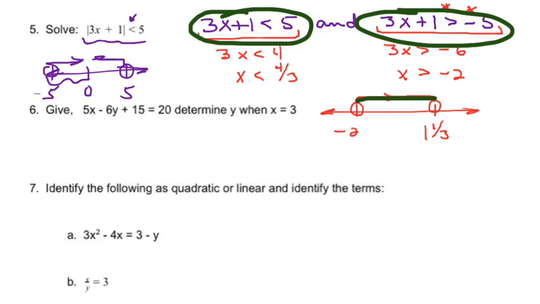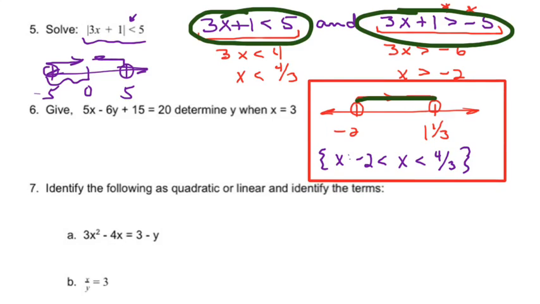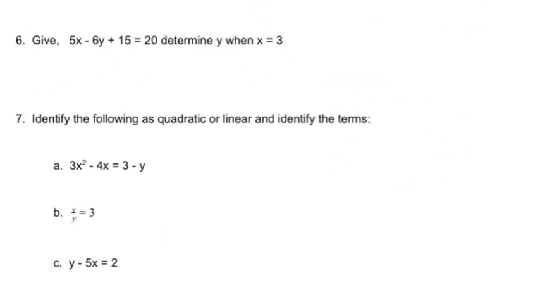Now we'd write this as a solution set and say it is all the x values that are trapped in between negative 2 and 1 1/3, which is 4/3. And so that would be our final answer. The bottom one in purple is the solution set, and the top one is the graph of the solution set.